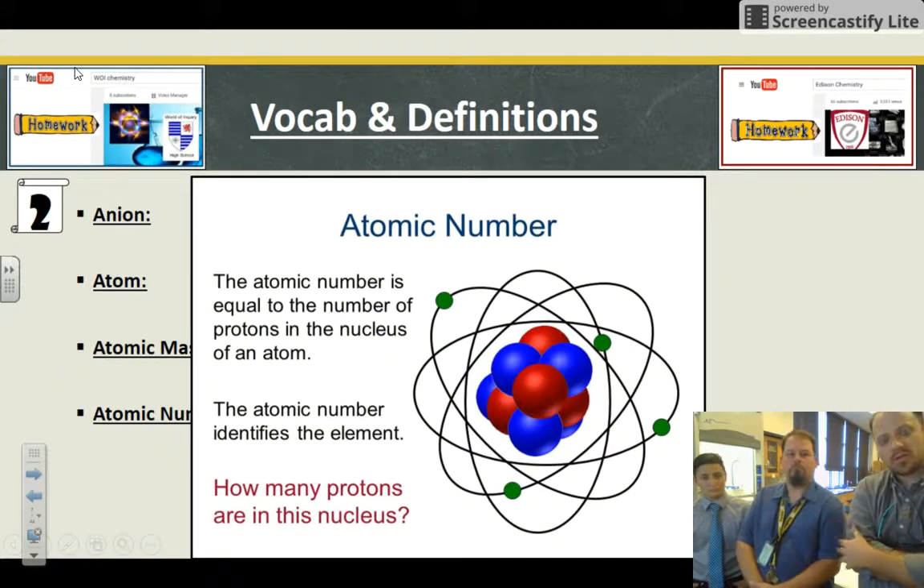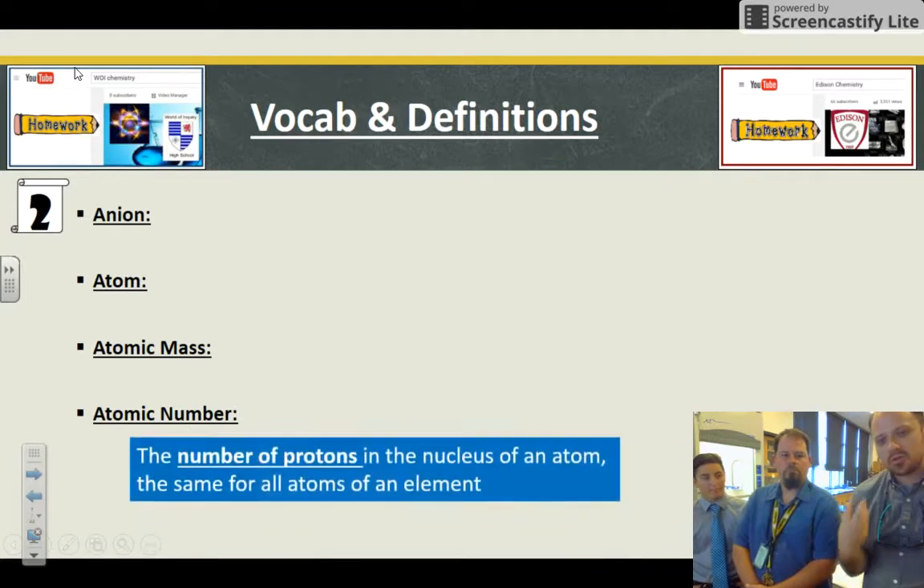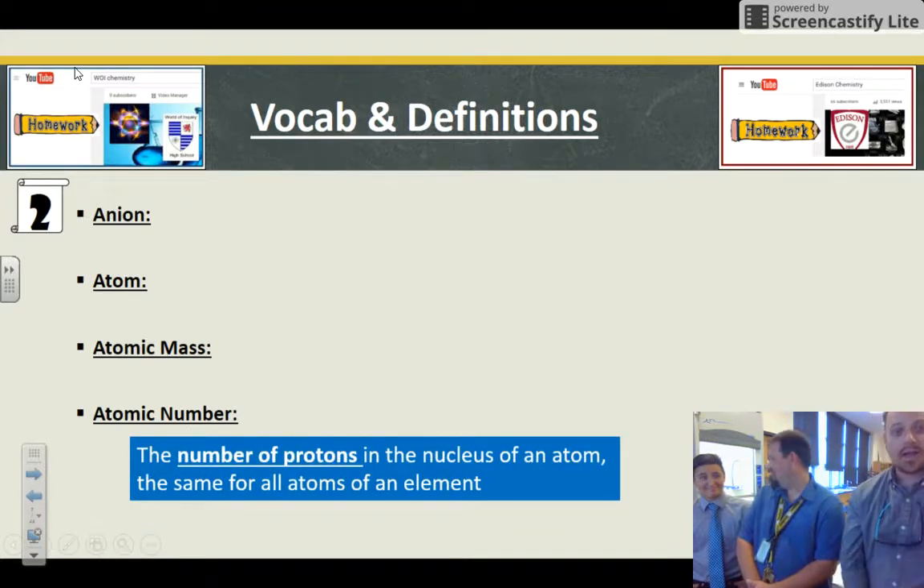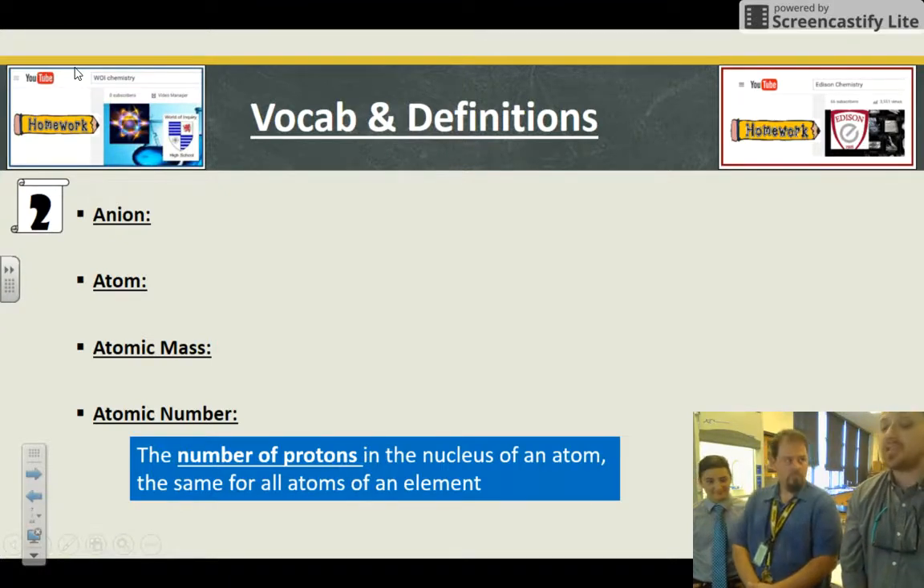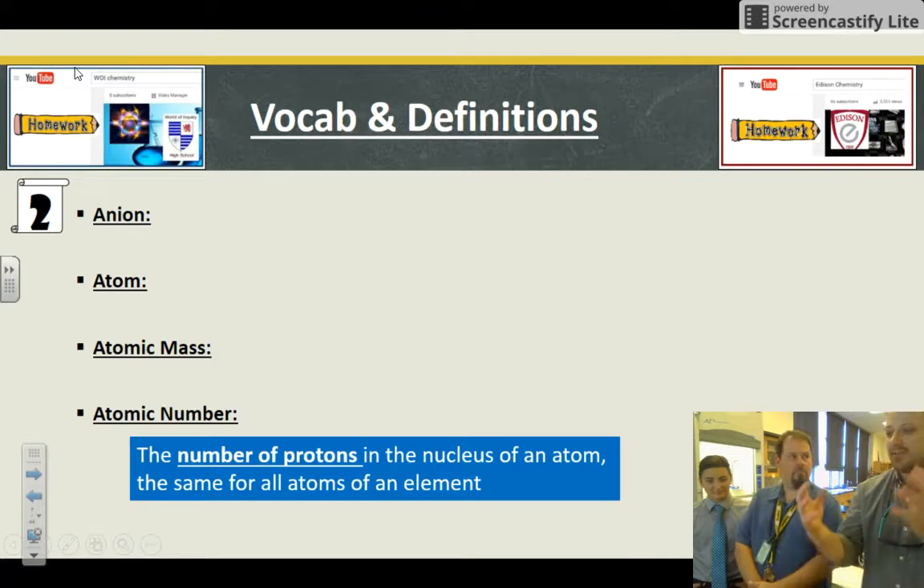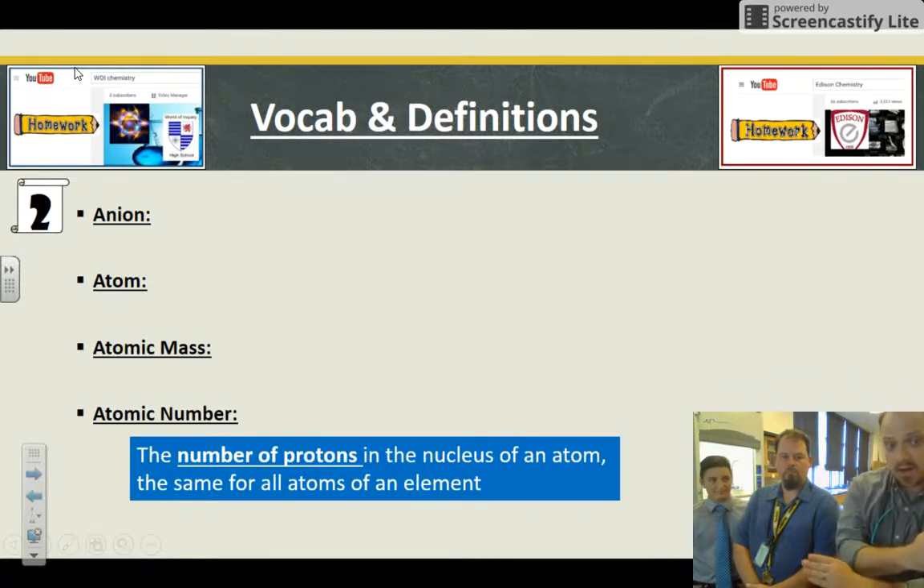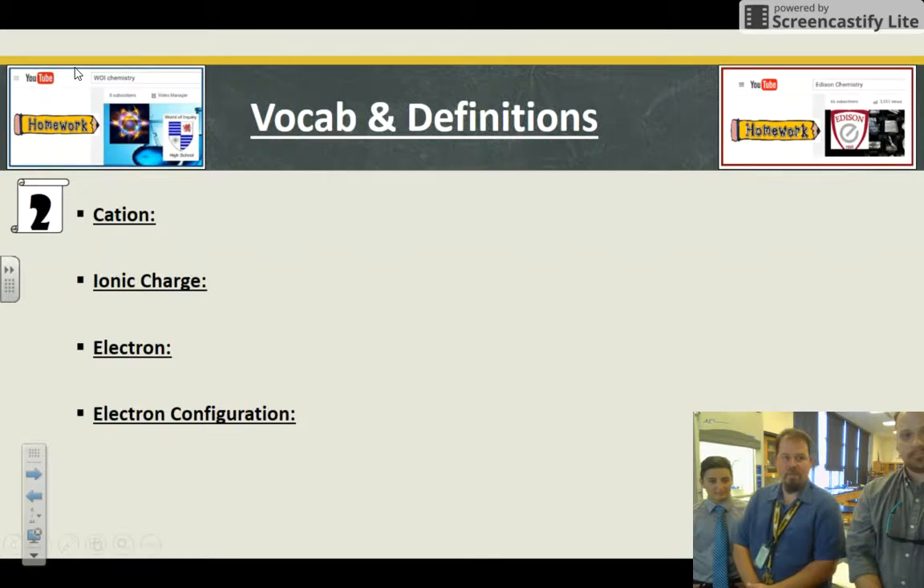Atomic number. This is the number of the protons in the nucleus of the atom. And it's the same for all of the atoms of an element. So all gold atoms have the same atomic number because they have the same number of protons. It's the basic definition of what makes one element different than another. It's the number of protons, aka atomic number. Protons are king. We will find that out.